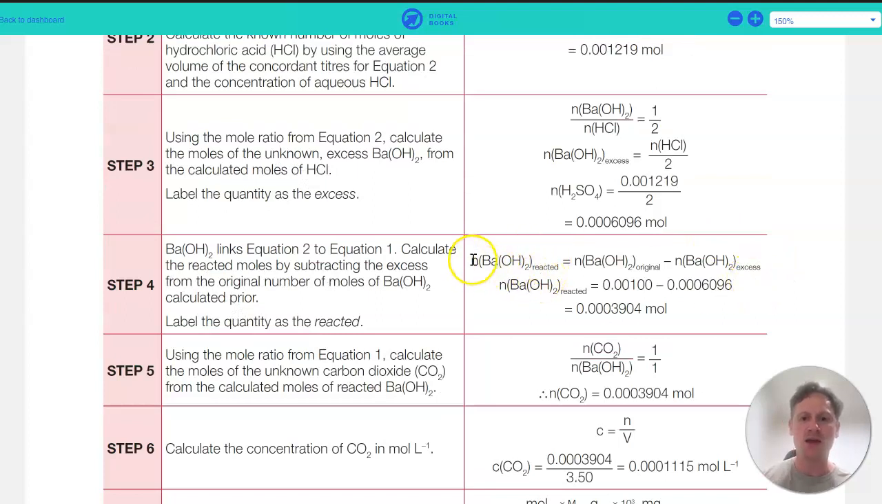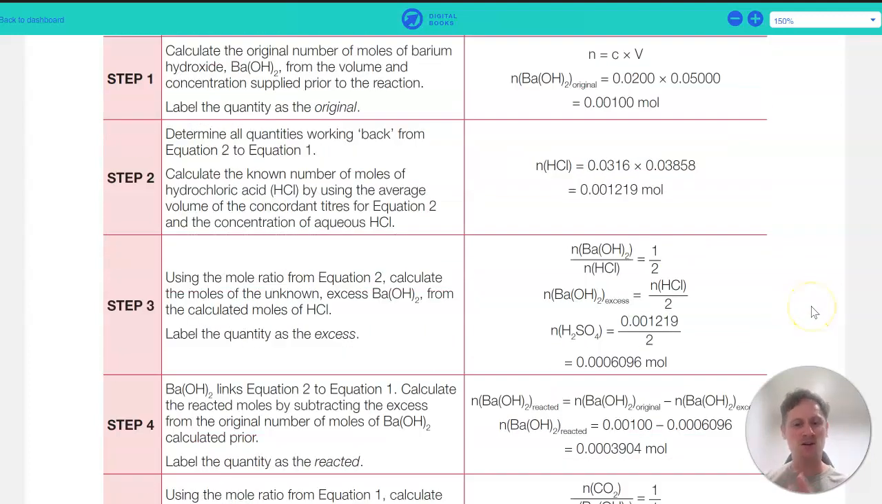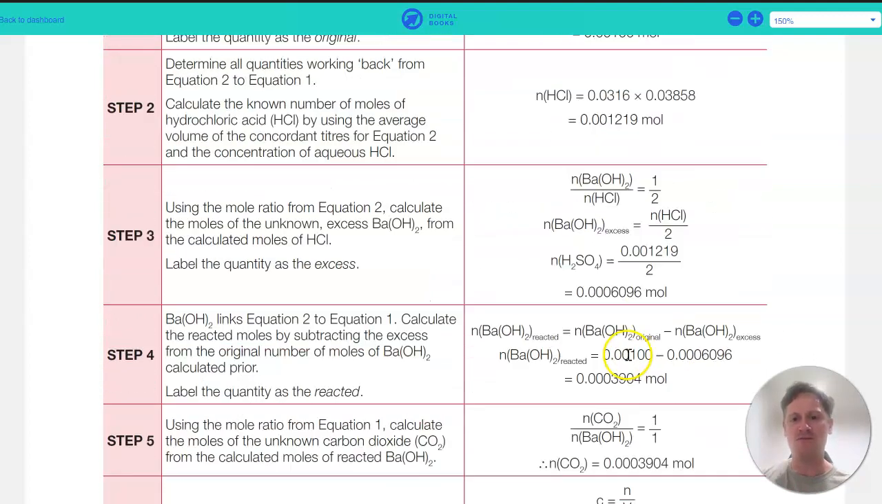So in order to get the barium hydroxide that reacted in the first equation, we need to subtract the original, so everything that we put in at the start, subtract the excess. So you always do this subtraction step for a back titration, okay? And essentially, it always follows the same pattern. What I mean by that is, in this question, it's always broken down in the same format.